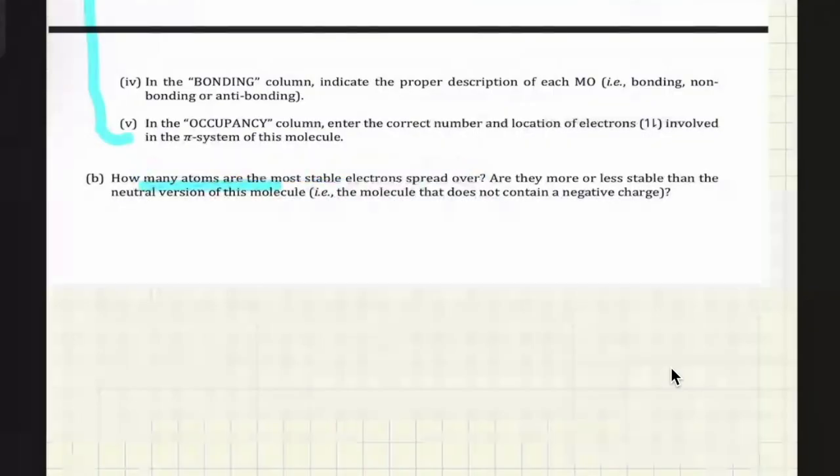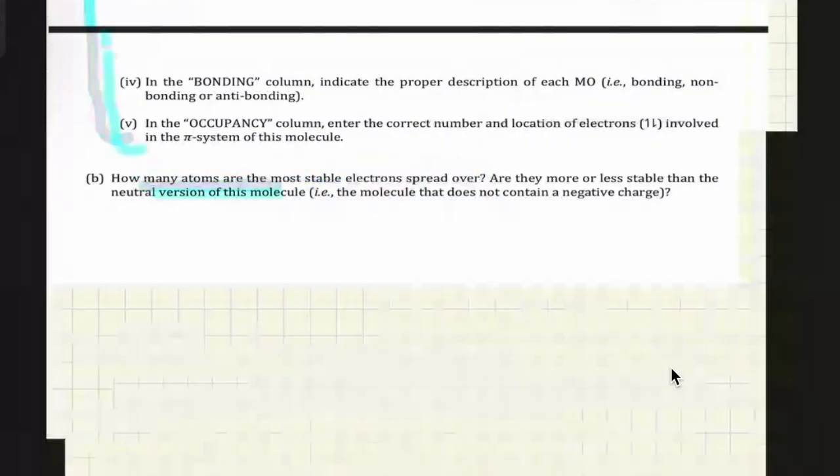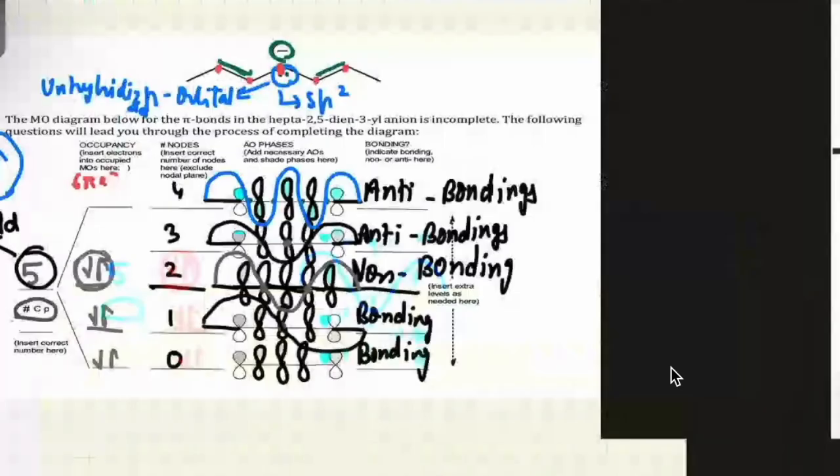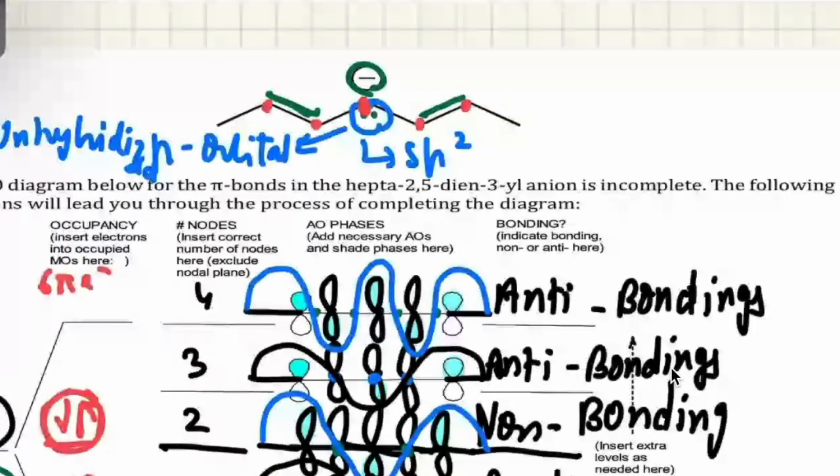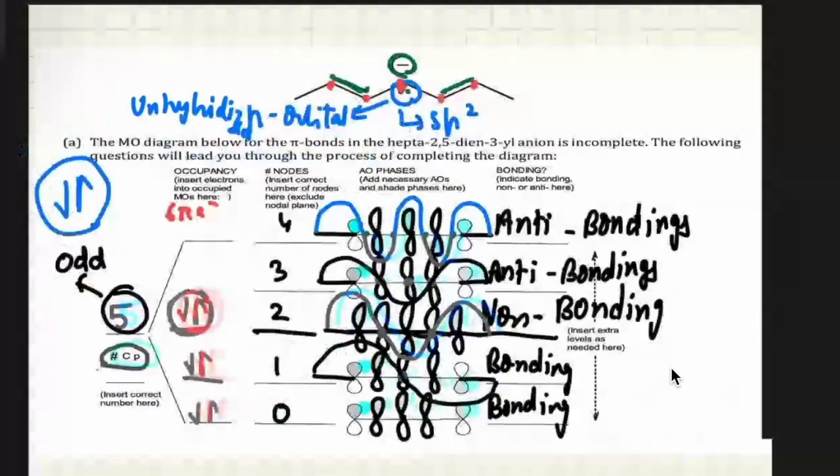So how many atoms are the most stable electrons spread over? So if you go back, it is spread over 5 atoms, right? Because that means it is asking for the continuity, right? So for this, we count the number of adjacent sp2. For this kind of question specifically, we count the number of adjacent sp2 or sp hybridized atoms that have the unhybridized p orbitals and are basically forming a continuous conjugated chain of the unhybridized p orbitals. So in this case, it is 5, right?